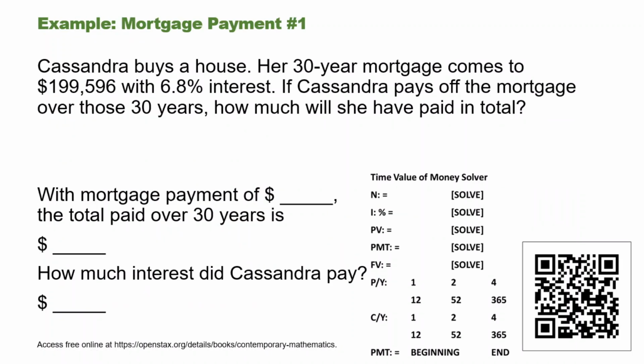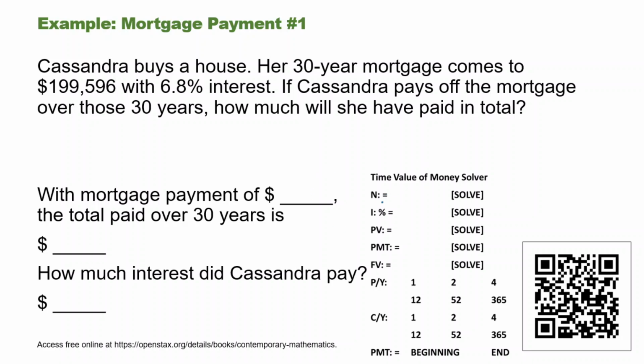Example, mortgage payment number 1. Cassandra buys a house. Her 30-year mortgage comes to $199,596 with 6.8% interest. If Cassandra pays off the mortgage over those 30 years, how much will she have paid in total? Now we're going to go to our TVM solver to find out what the payments are first. The first question we have to find is what the mortgage payment would be. And so let's fill these values in.